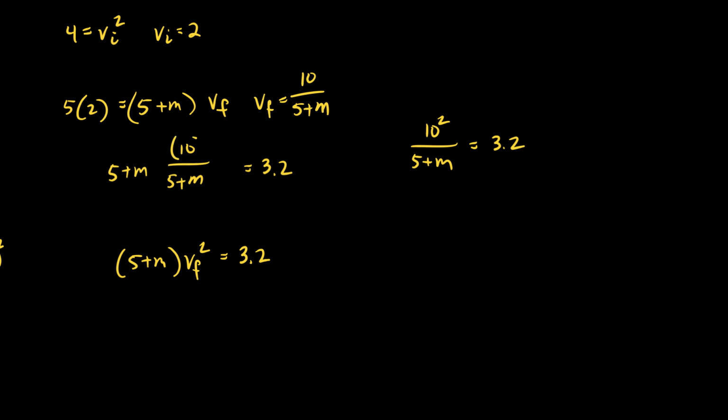What I actually did is I distribute the square, like so. And then notice I had 5 plus M in the numerator and a 5 plus M squared in the denominator. So it was here where I said cancel that, cancel one of the 2's. And that left me here. So 100 equals 5 times 3.2 plus 3.2m.